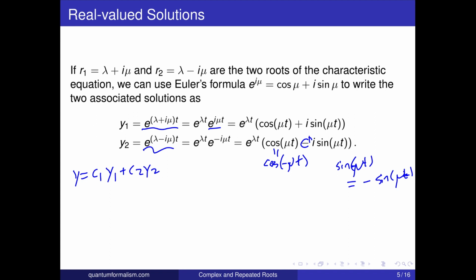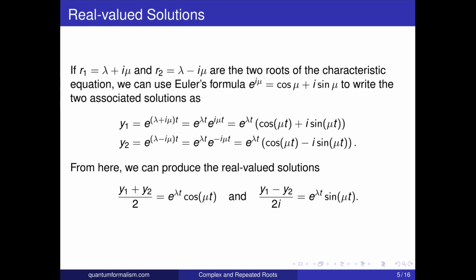So just looking at these, right, if you add these two together, y1 plus y2, that will get you e to the lambda t times cosine of mu t with a factor of 2, right? The sine terms will cancel, and then you'll add together the cosine terms. You'll have 2 of them. So if you just take y1 plus y2 and then divide by 2, that's a perfectly reasonable linear combination. You'll end up with this function, e to the lambda t times cosine of mu t. So that should be a solution.